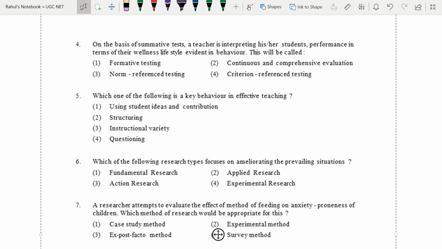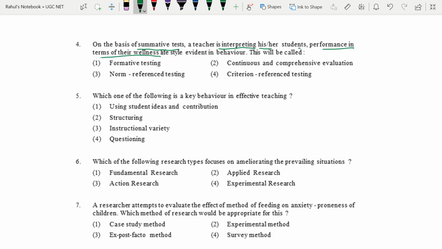Question number 4: on the basis of summative tests, a teacher is interpreting his or her students' performance in terms of their wellness lifestyle evident in behavior.